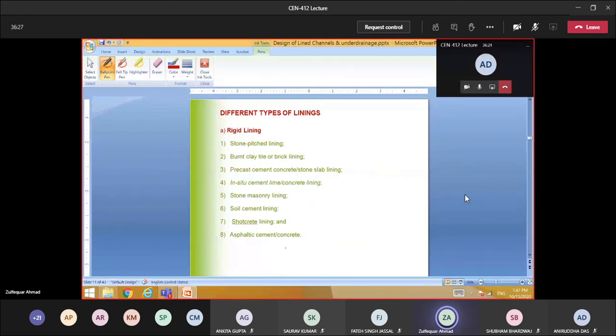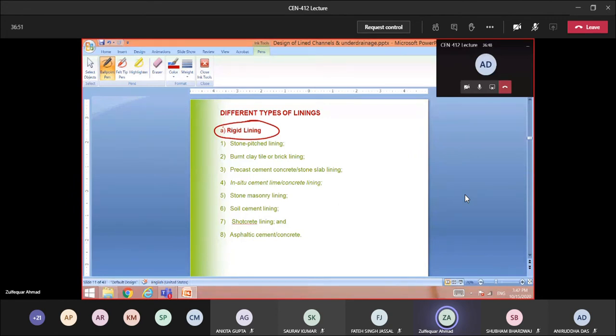Now, what are the different types of lining? The lining may be divided broadly into two parts. One is the rigid lining, and the second one is the flexible lining. In general, the rigid lining is preferred, because the maintenance cost of the rigid lining is low compared to the flexible.